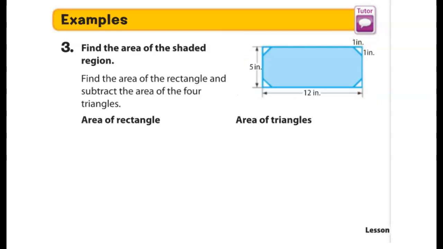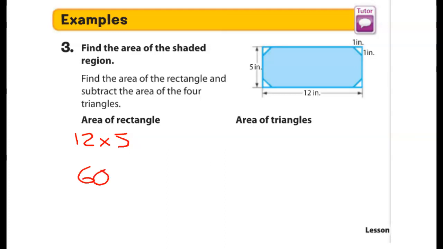All right, so let's go ahead and find the area of the rectangle. So the area of the rectangle is going to be 12 times 5. And that's just the base times the height. Whoops, I put the answer there, didn't I? So why don't we say 12 times 5? So that's going to be 60.